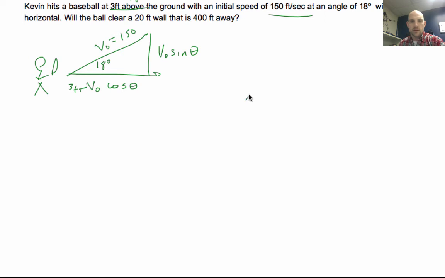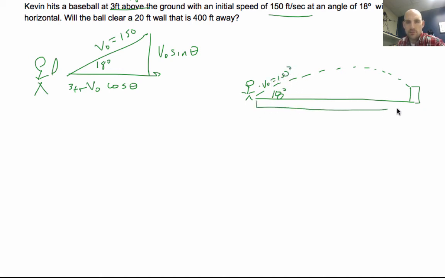So think about it like this. Here's Kevin. He hits a ball. Here's the wall. What do I need to figure out? If he hits it at 18 degrees with my v sub 0 equal to 150, I've got to figure out v cosine theta, v sine theta. How far does this ball fly?